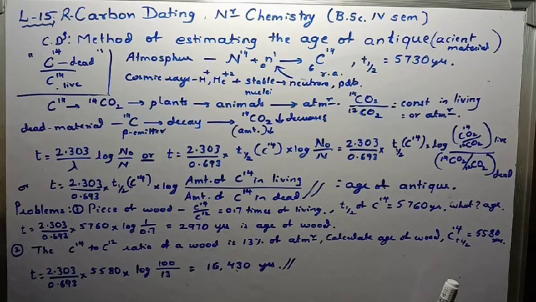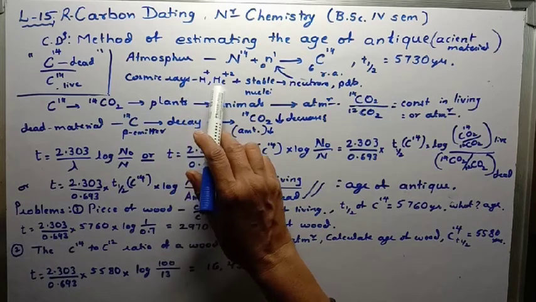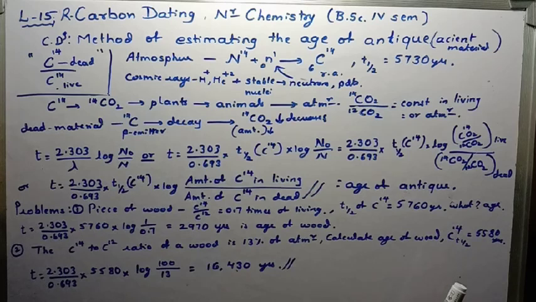In order to understand how C14 is obtained in the atmosphere: cosmic radiations which are coming from the stars are constituted with energetic particles like hydrogen ions, H plus, or helium ions. When they interact with the stable nuclei present in the atmosphere, they produce neutrons.